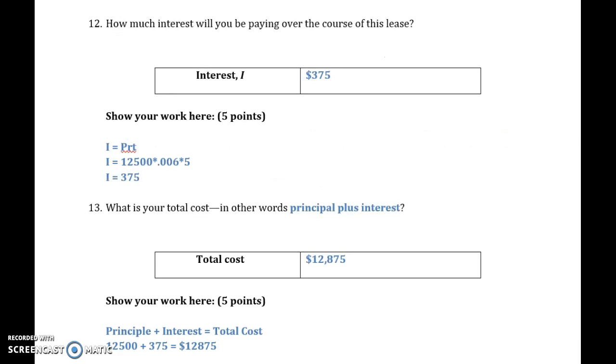12 and 13 are similar to the things we did with buying a car. We need to calculate the interest. So use your principal times your rate times your time. Those are all values we just picked back in 9, 10, and 11. And then what is your total cost? It tells you the formula, principal plus interest. So your principal from 11 plus your interest from 12, add those together to get your total cost.